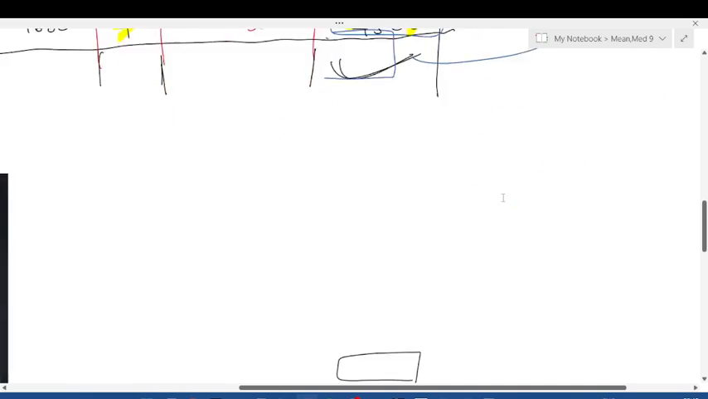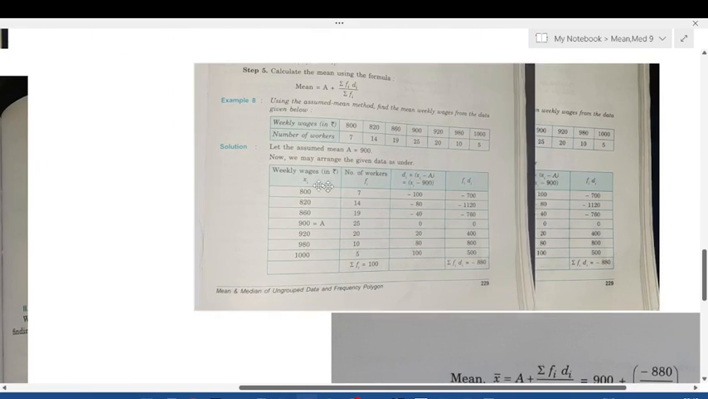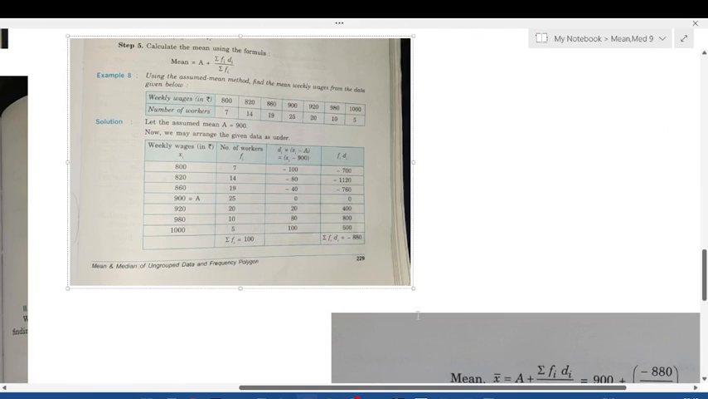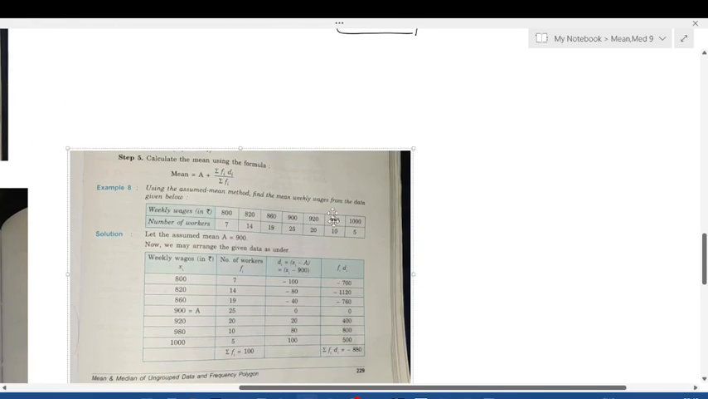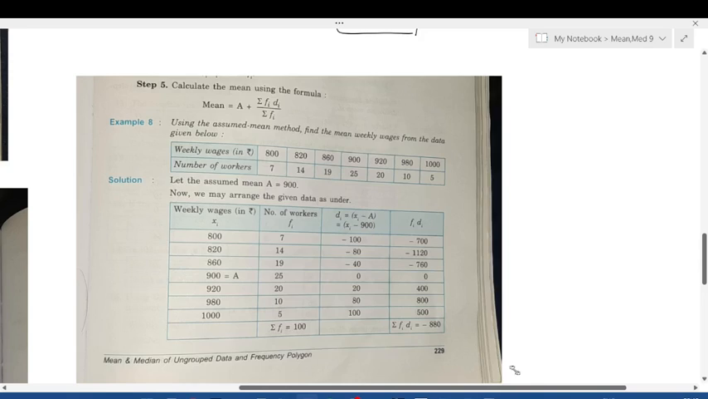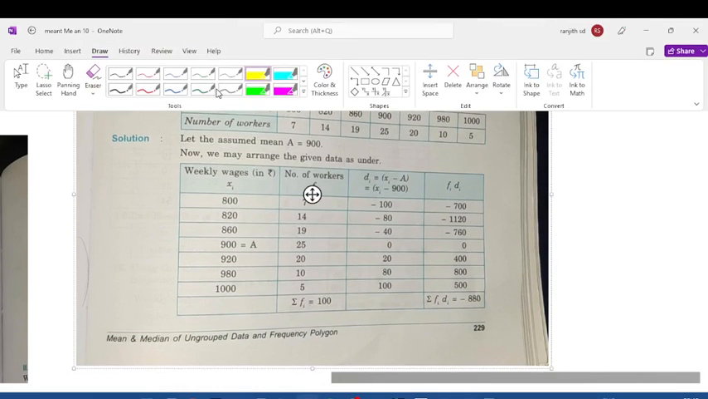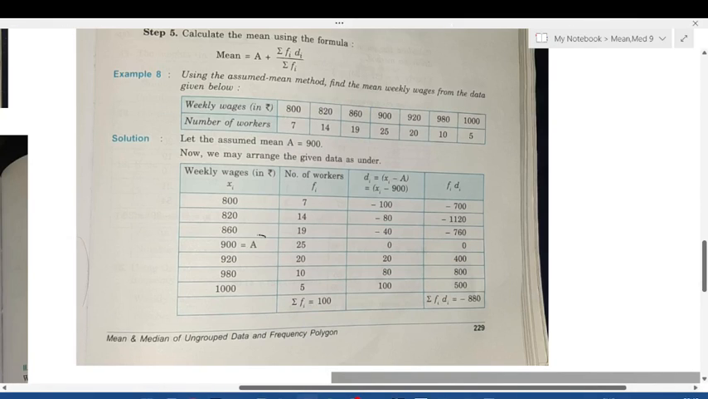Assumed mean method. For reference, I'll show you. In your textbook, you have an example question like this. I don't know the page number. The textbook which I have, it is 229. Can you see what they have done in the assumed mean method? They've assumed a value 900. After that, what is the new column they've added, di? What is the formula for di, students? Xi minus a.